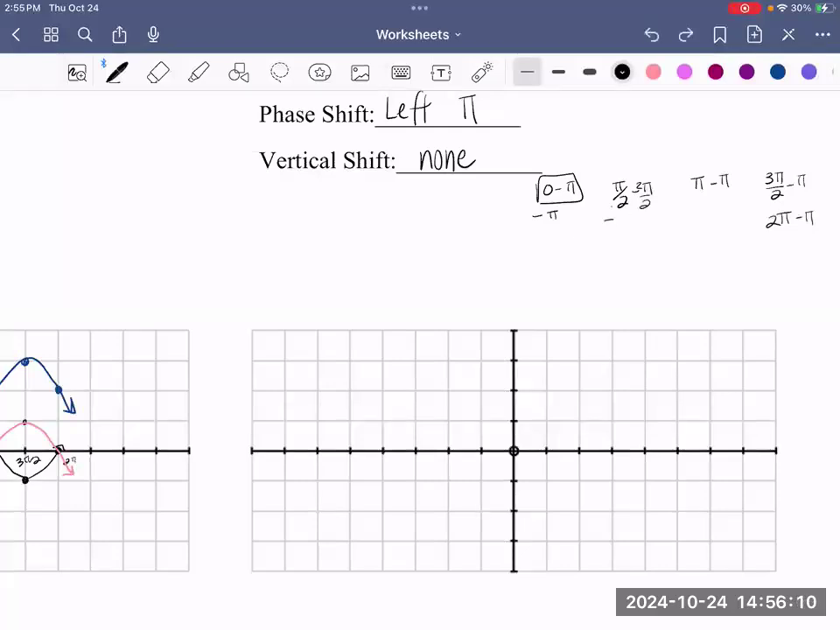Hold on. Yep, no, negative pi over 2. We're at 0. We're at, let's see, 2 pi over 2, we're at pi over 2. And then we're at pi. So these are your new x values that we're just going to put on here. So we're at negative pi.